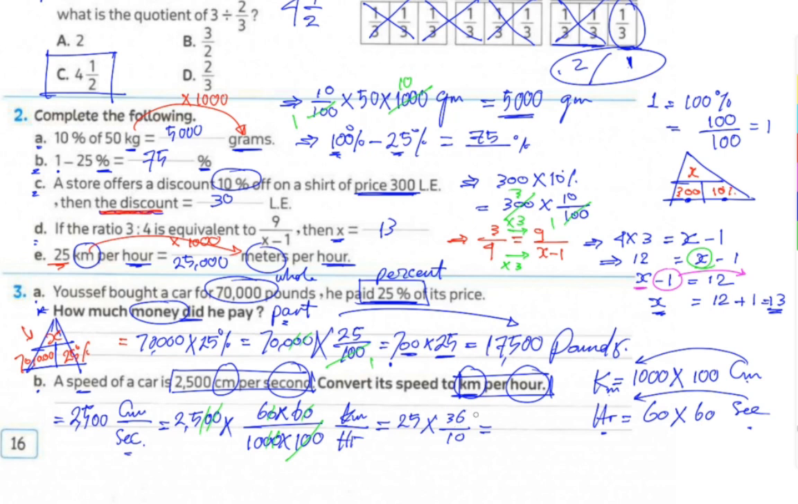Try yourself to multiply 25 by 36 by the standard algorithm, you will find it as 900. Over 10. So simplifying the zero, I have just 90. So the speed will be 90 kilometers per hour.